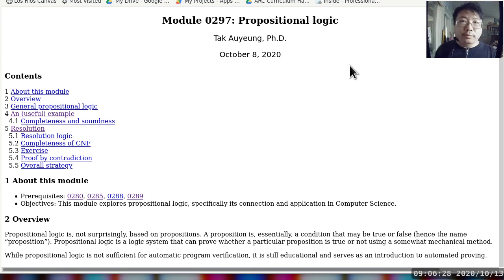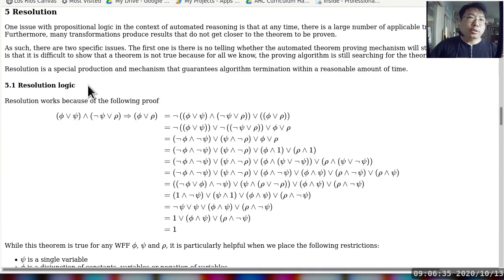All right, so we're back to propositional logic and we have already started with resolution. Let me recap what we have already talked about. This is a proof that shows that this entire expression is always true. Then, why is that important?